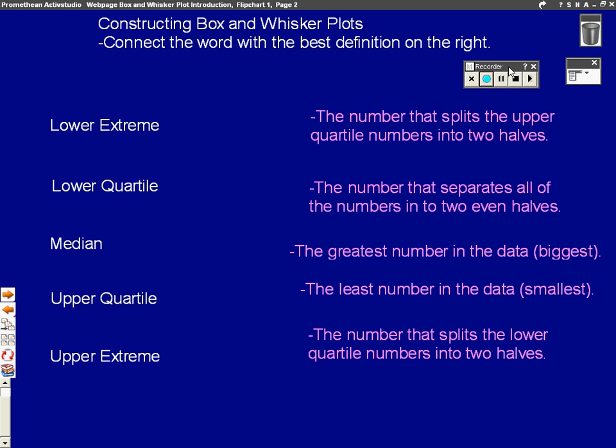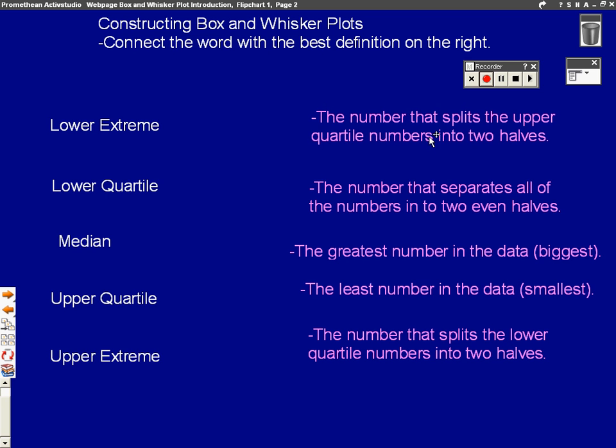I like to always start with the terms that I'm more familiar with. For example, this word median. I've seen that for so many years now. I have a pretty good understanding of what that is. So when I look down, I know that it's going to be the middle number of a set of data, that it splits it in half, but only when that data is put in order from least to greatest or greatest to least.